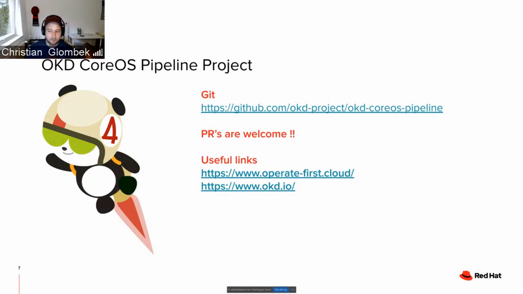We haven't talked a lot about rpm-ostree today. Just to very quickly note, the CoreOS assembler essentially wraps rpm-ostree and runs rpm-ostree compose, which is the command to create that operating system. And this is what we run in Tekton.